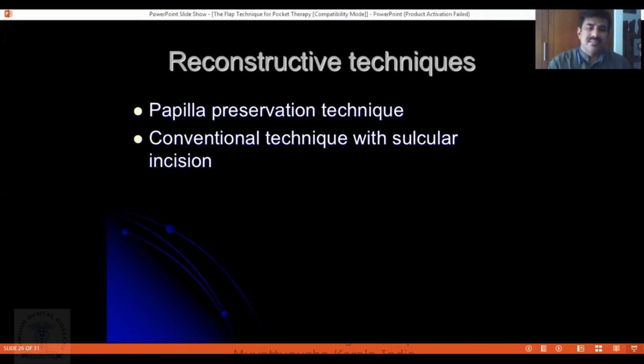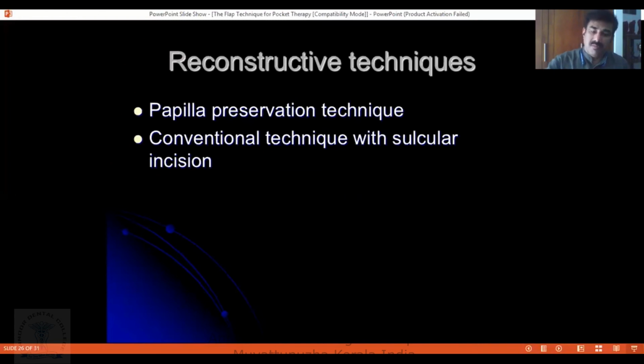Conventional technique is a very simple technique in which you put only a sulcular incision all around the tooth, and the interdental gingiva is just split into two beneath the contact point, so that you can reflect the buccal and the lingual flap. No much of other flaps there. So that is a conventional technique.